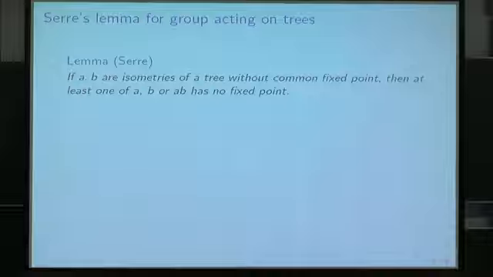So it could very well be that A and B both have a fixed point, so they are each elliptic elements, but they don't have a common fixed point. Of course, this can happen. However, if A and B don't have a common fixed point, then this lemma says that the product will have no fixed point. So the product will act like a nice hyperbolic translation.